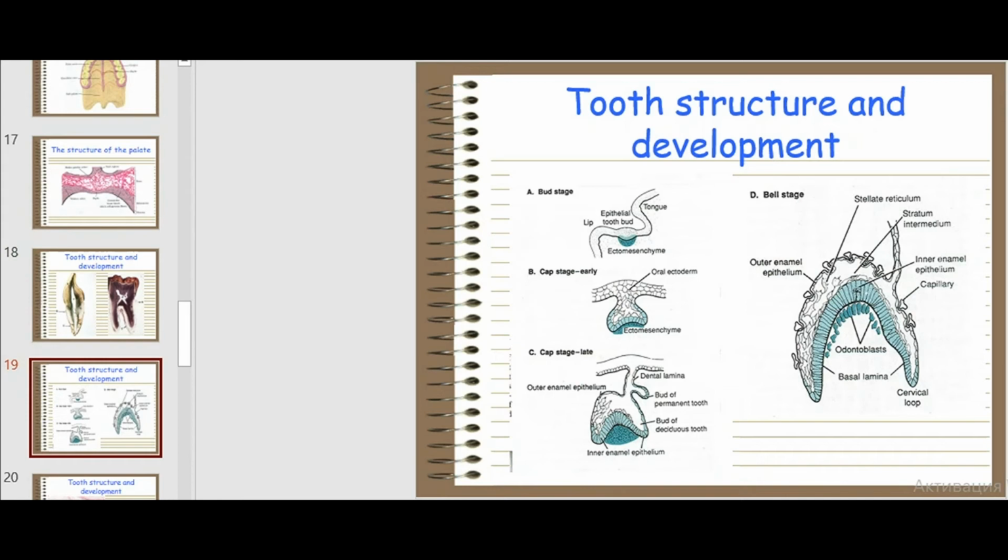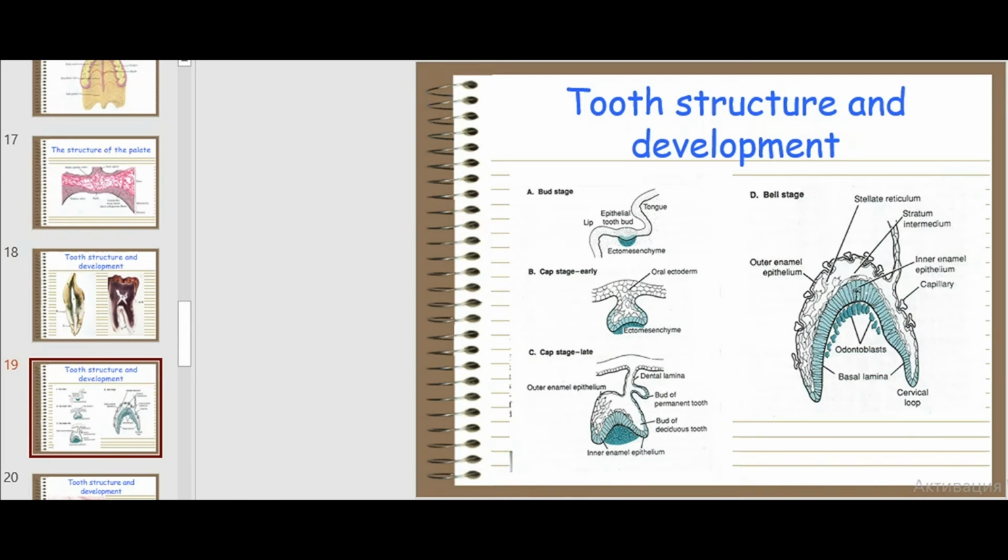At about 6 weeks of gestation, the oral epithelium proliferates and invaginates into the underlying mesenchyme and forms the dental lamina. The dental lamina connects the developing tooth bud to the epithelial layer of the mouth. Tooth development is divided into the following stages: bud stage, cup stage, bell stage, and maturation or crown stage.